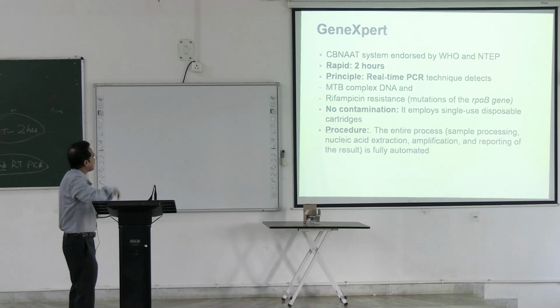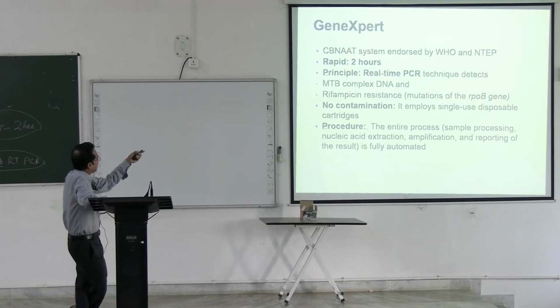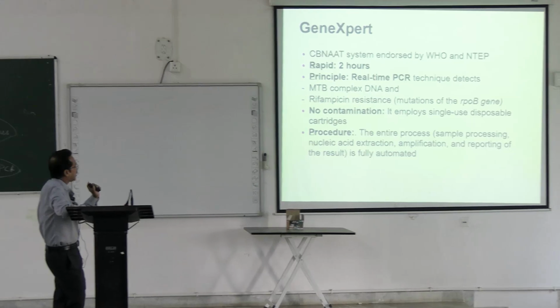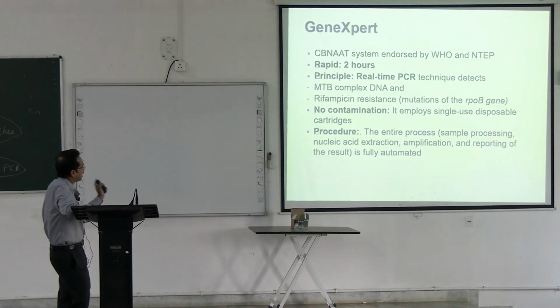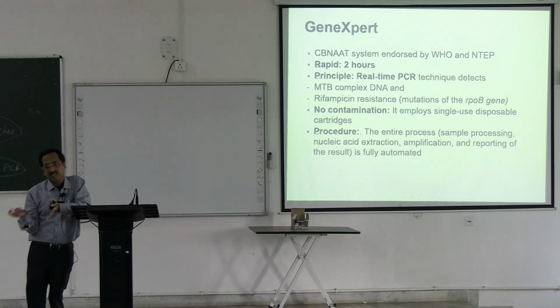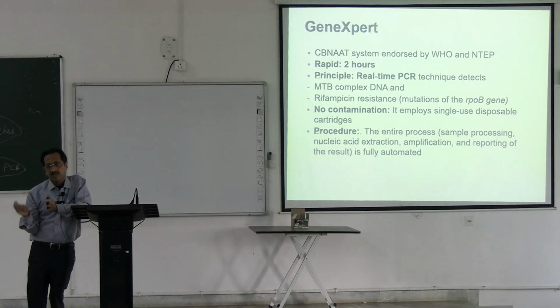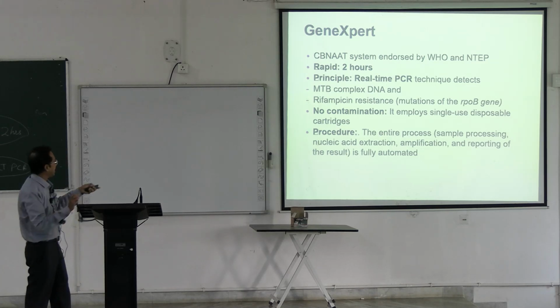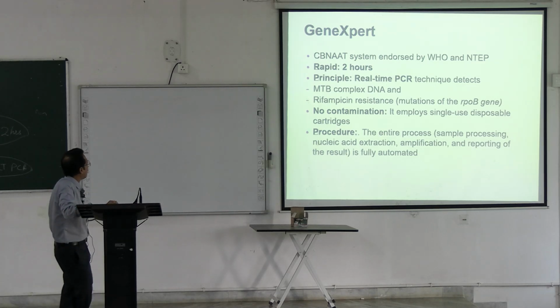Rapid, time 2 hours, it is a real-time nested PCR, MTB complex DNA and rifampicin resistance, no contamination, it employs a single-use disposable syringe. Whether you can, where they are written in their SOP is, you can do digestion and decontamination, you may not do digestion decontamination. You can put the sample directly in the cartridge and do the test within 2 hours. So that is another advantage for GeneXpert or CBNAT.